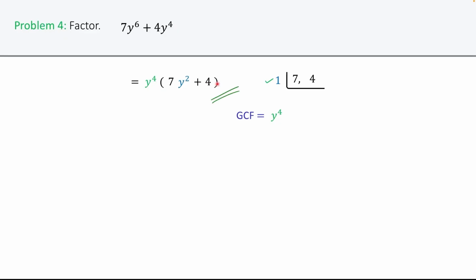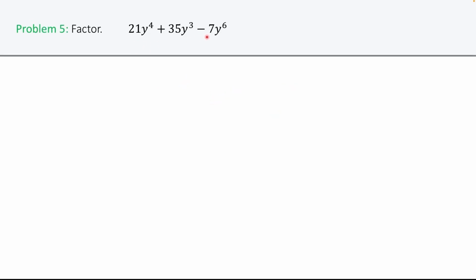This is the answer. Next, we are going to factor this expression. This is a polynomial with 3 terms, so we call this expression a trinomial. First, take the numbers from each term. The numbers are 21, 35, and 7. Divide. All 3 numbers can be divided by 7.